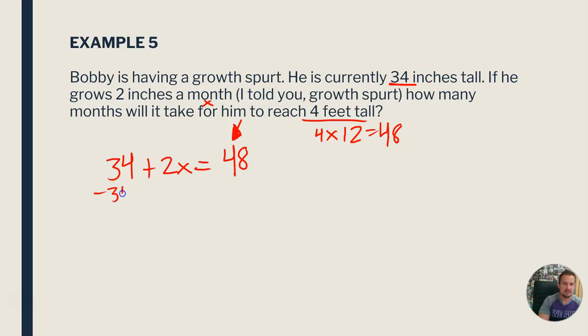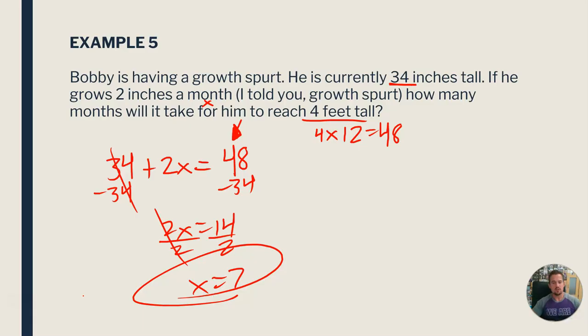Okay? Let me hurry and solve this. I'm going to subtract 34 on both sides, which gives me 2x equals 14. If I divide by 2 on both sides, I'm going to get x equals 7. So Bobby's going to have to go for 7 months in order to get to be 4 feet tall.